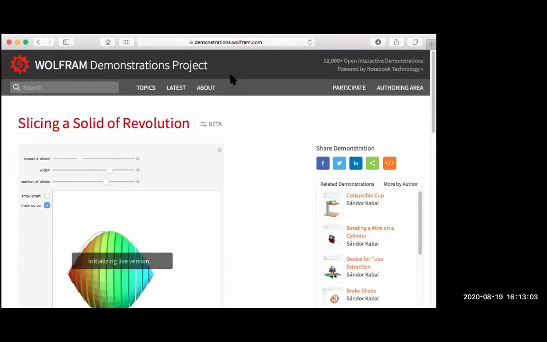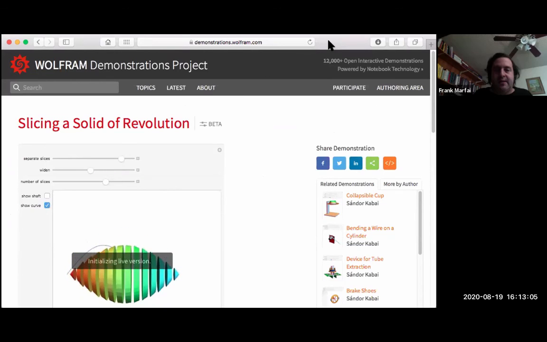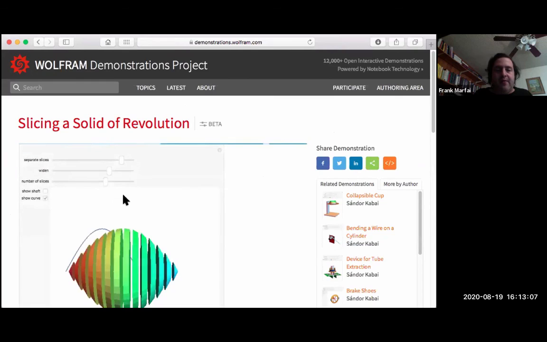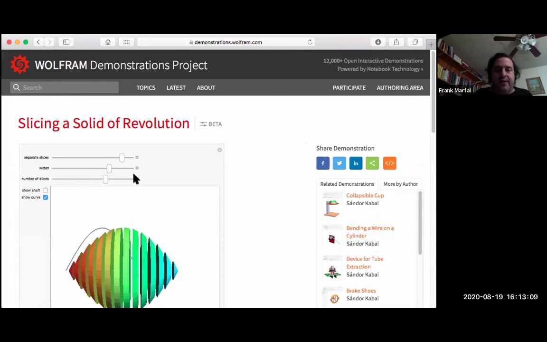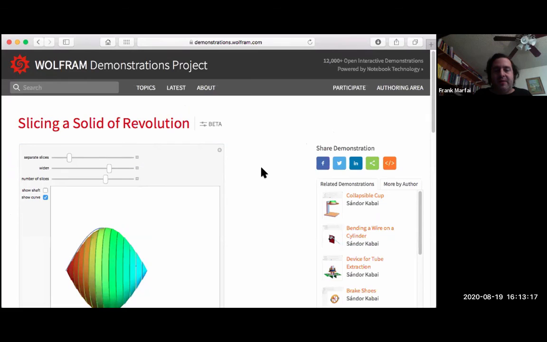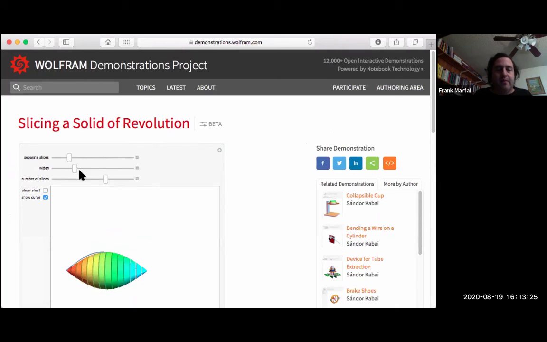And so oftentimes what you'll see is it initializes it, and that's normal. And then after that, you can use the sliders to make adjustments like here. Let's say I want to separate the slices. What if I want to bring them together? You can do that. There's a little bit of delay just because of internet, but you can move the slices together. You can widen them, or you can narrow it. In this case, I think I just made it more narrow.